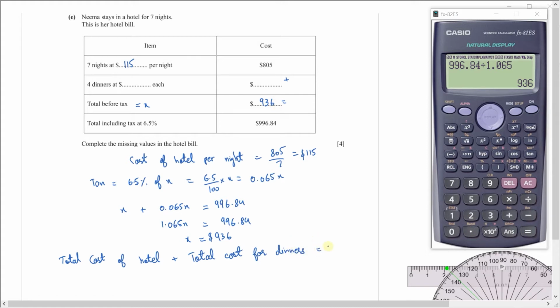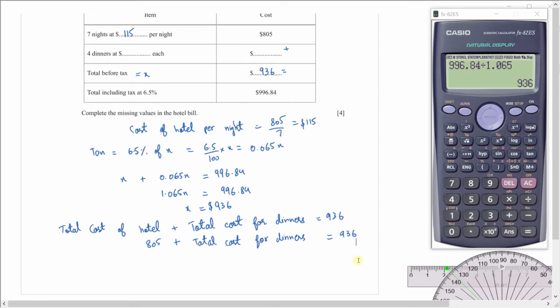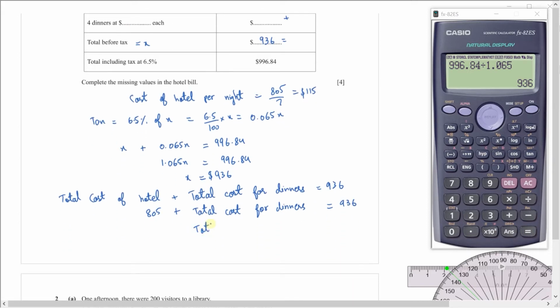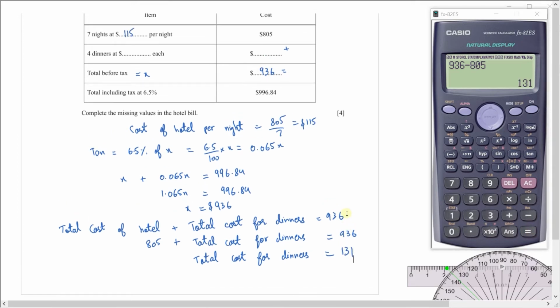should equal 936. Total cost for hotel is 805, 805 plus total cost for dinners is equal to 936. So total cost for dinners will be 936 minus 805. So this is 131. So your total cost of dinners is 131.